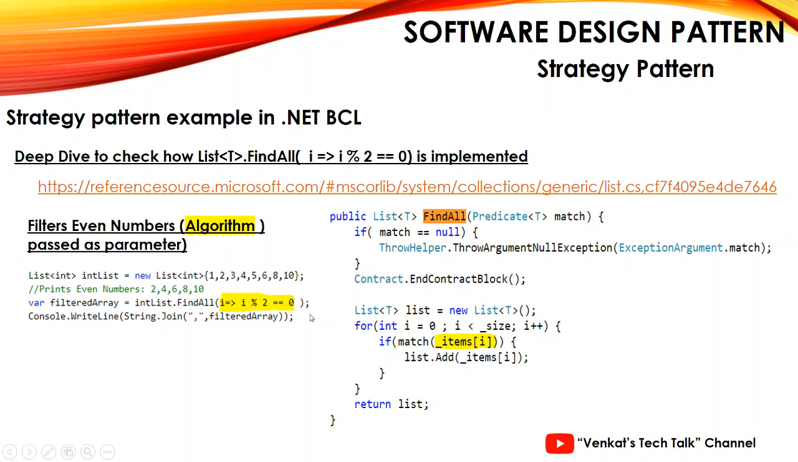If true, meaning if our expression is true, or in other words, if it is an even number, then it adds this value to this list. So it iterates and adds all the values to this list, and finally it returns the filtered list that comes out of this find all method as a return type, and we get this value in filtered array. Okay, really cool, right? This is one interesting thing that we try to learn by looking at the .NET Framework source code. So this is the deep implementation of strategy pattern.